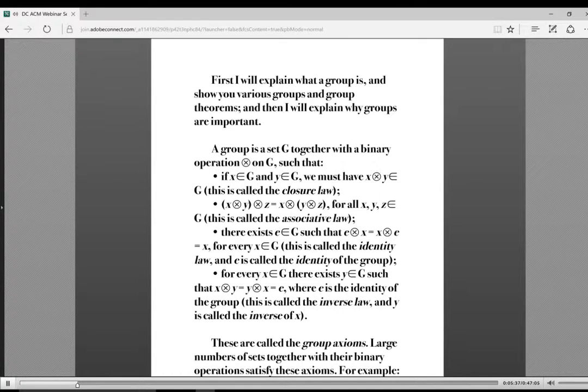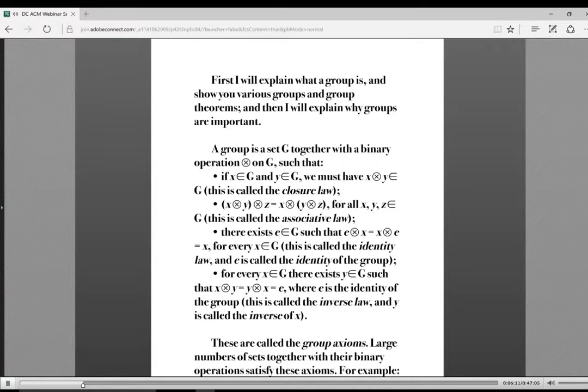Number 2, X cross Y and that much cross Z equals X cross the quantity Y cross Z. And that must be true for all X, Y, and Z in G. This is called the associative law. Number 3, there exists E in G such that E cross X equals X cross E equals X for every X in G. This is called the identity law, and E is called the identity of the group.